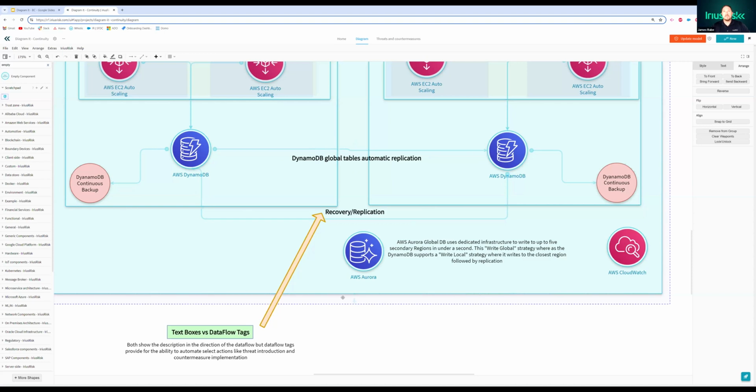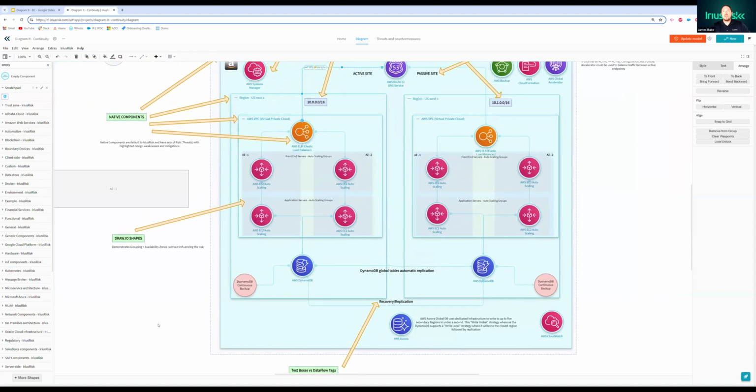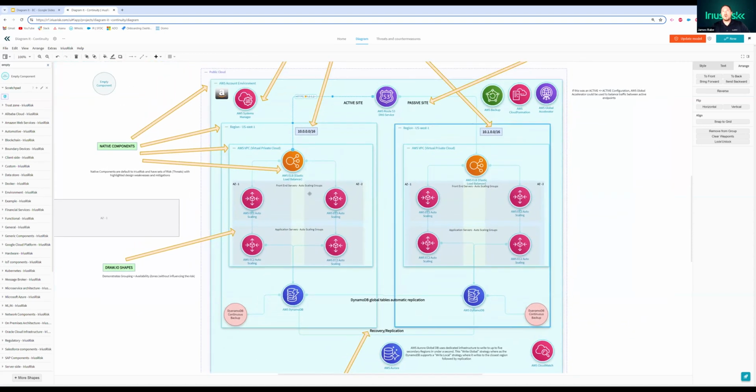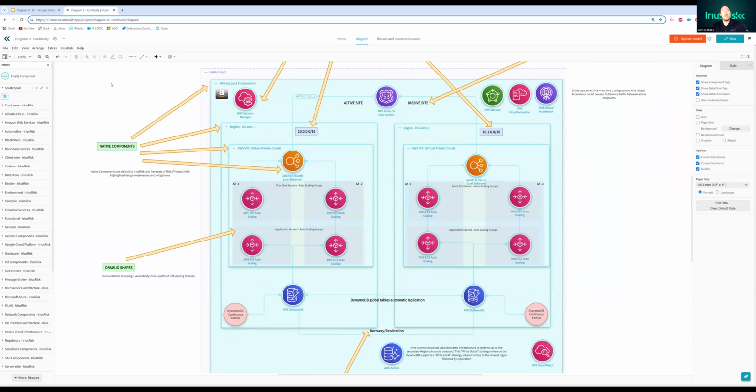So with that, that kind of takes us through the diagram structure, right? Between my different regions, my different VPCs, my different callouts and groupings here, as well as my different components inside of here. So let me clean this up before we export it for today.